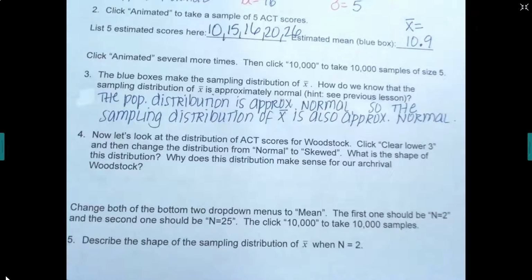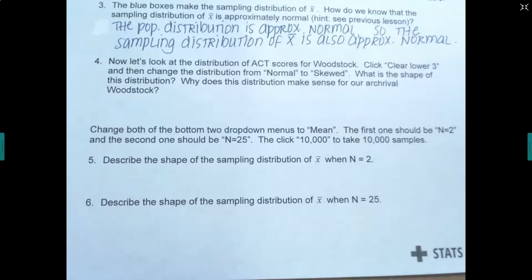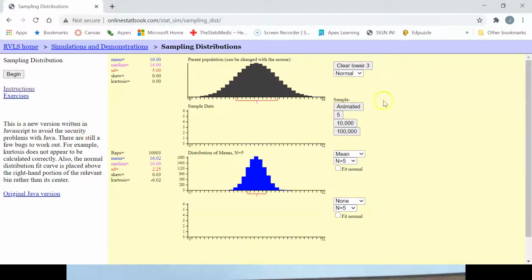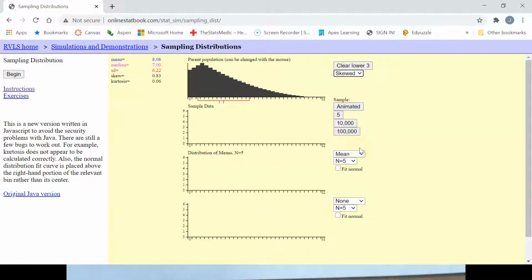Alright, so that was Etowah's ACT scores. Now I want to look at Woodstock's ACT scores. So I'm going to clear this and I'm going to change this. Here's Etowah's, and this is Woodstock's scores. So why does this distribution make sense for our arch rival Woodstock? Here's why. You have a large number making low scores and only a few who are making higher scores.